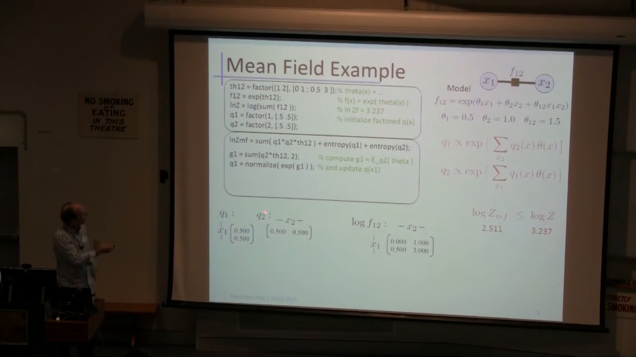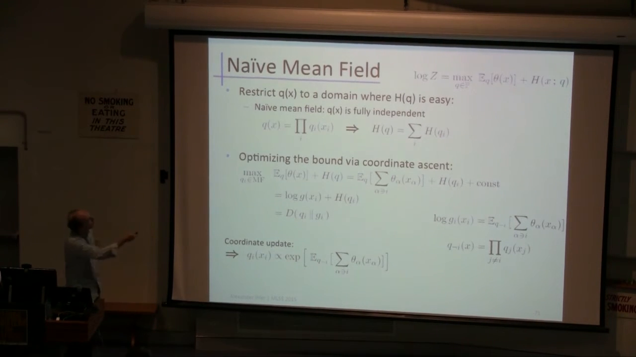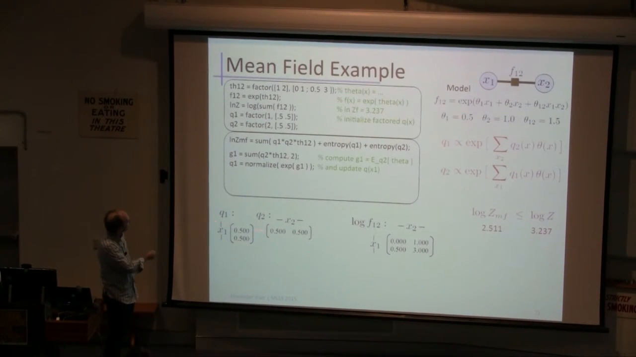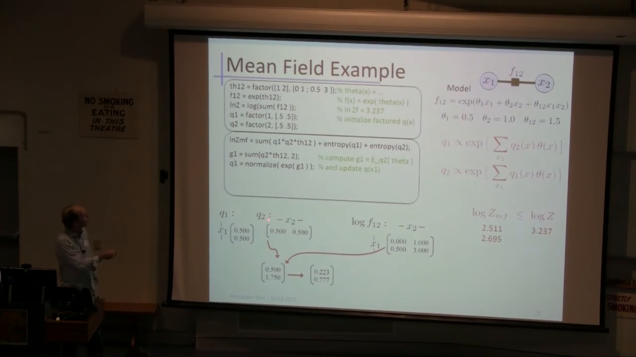If we initialize any distribution q, for any q, the expectation of theta plus the entropy of q is going to be less than log Z. So even this q that I start off with, if I take its expectation over the model plus the entropy, I end up with a lower bound on log Z. It's about 2.5.